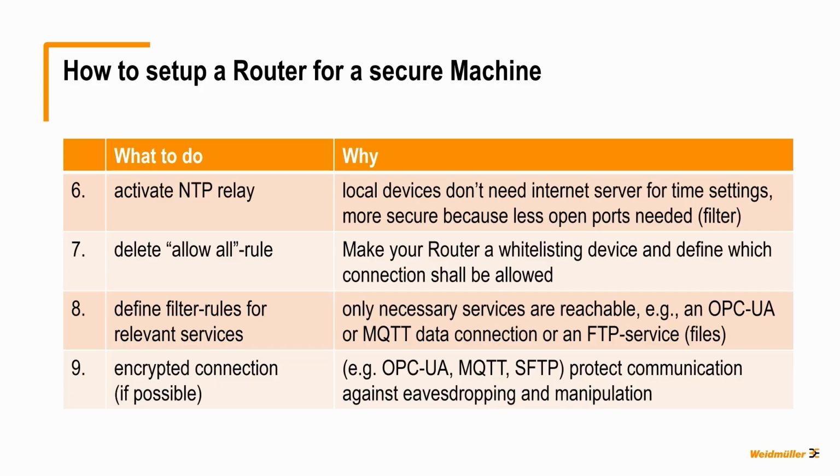Seventh, delete the allow all rule in the router to turn it into a whitelisting device so that really all the unwanted traffic is blocked. Eighth, after deleting allow all, you must set up the rules to manage the allowed traffic. For example, if you want to communicate with an SFTP server, you have to write a rule to open port 21. Ninth, consider using encrypted communications like OPC UA with certificates.